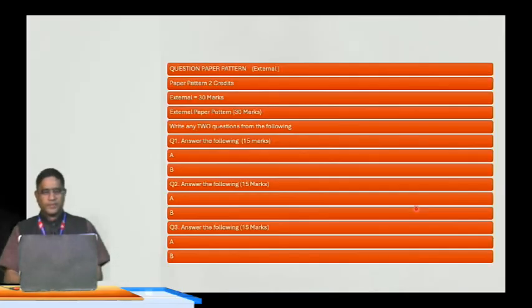Coming to the question paper pattern of the externals, the course has 2 credits. External would be of 30 marks. The 30-mark paper pattern would be: write any 2 questions from the following. Question numbers 1, 2 and 3, out of these 3, the student has to attempt any 2. One question would be of 15 marks, with parts A and B. The pattern would be either 7 and 8 or 8 and 7. So either it would be a direct question of 15 marks, or a combination of 5, 5 and 5. So the total number of questions is 3, out of which the student has to answer 2. That means a 30-mark question paper for the externals.